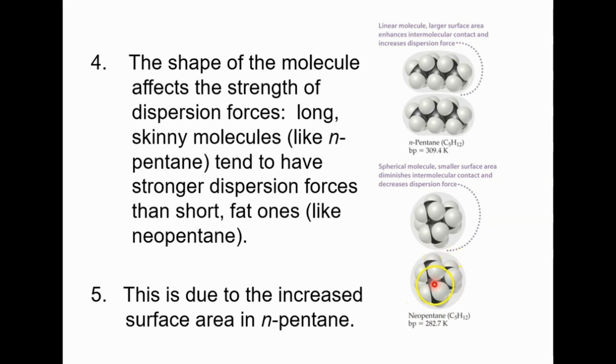It's like 4 carbons bonded to a carbon there in the middle. So these all have the same molecular weight. They have the same molecular formula. If you want to learn all about this type of stuff, we call these constitutional isomers. And we see that the straight chain hydrocarbon has a boiling point of 309.4. But this one here, where it's more like a sphere, has a lower boiling point. Long, skinny molecules like n-pentane tend to have stronger dispersion forces than short, fat ones like neopentane. This is due to an increased surface area.